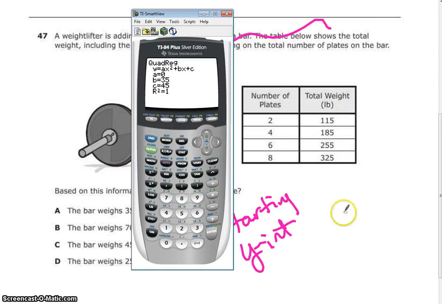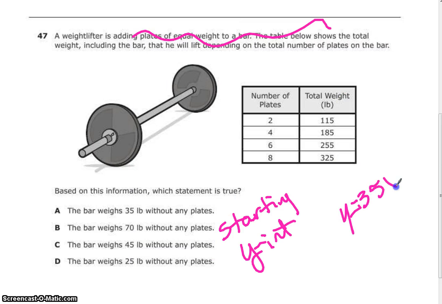Y equals 35x plus 45. Where in that is your starting point? It's the number by itself. So it's going to be C, 45.